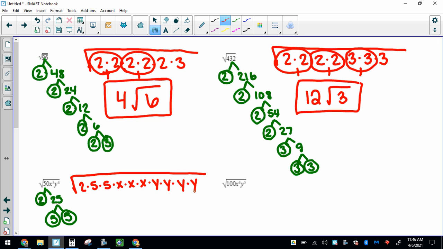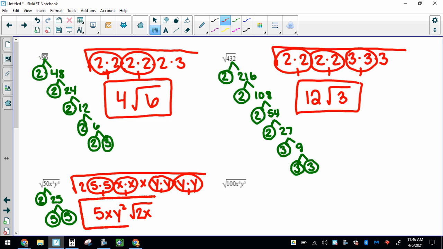Right? And then the process is exactly the same. We're going to look for pairs. So I have a pair of 5s, I have a pair of x's, and I have 2 pairs of y's. All right. In terms of numbers, the only number that's going to come out is a 5. And there's 1 pair of x's, and there are 2 pairs of y's. So y squared to say 2 pairs of y's. And then under the radical, we're going to leave the 2 and the x. So it's the exact same process. It's still breaking it down and looking for pairs, even though it's got variables in it now.